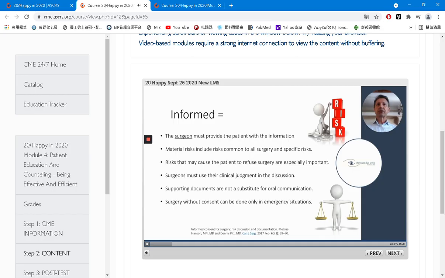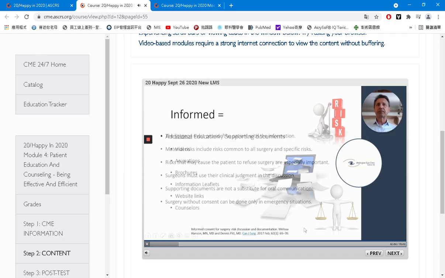Material risks include risks common to all surgery, such as infection, and then specific risks, such as missing target. Risks that can cause the patient to refuse surgery are especially important. This includes items like religious beliefs. And surgeons must use their clinical judgment in the discussion when there are so many questions and so many things to entertain. Supporting documents are not a substitute for oral communication, and surgery without consent can be done only in emergency situations.